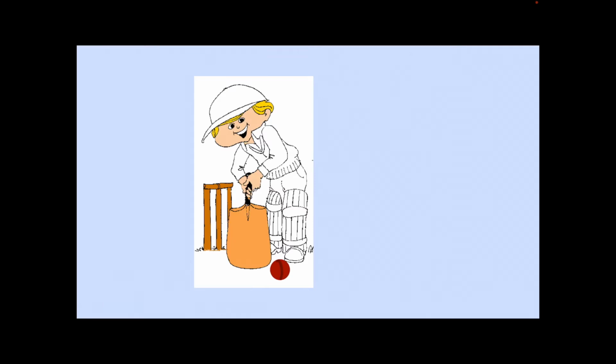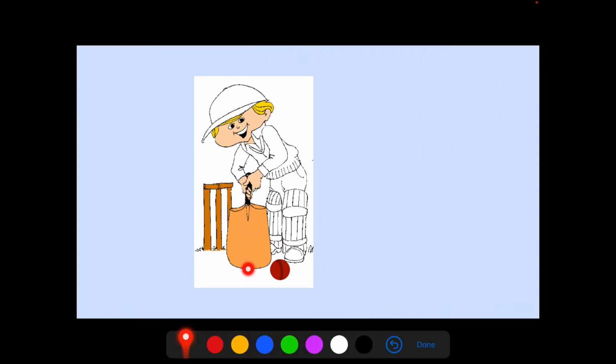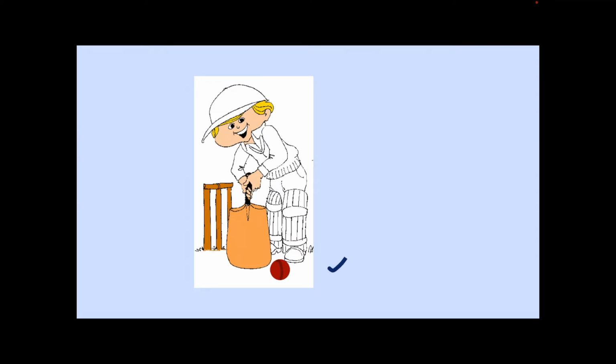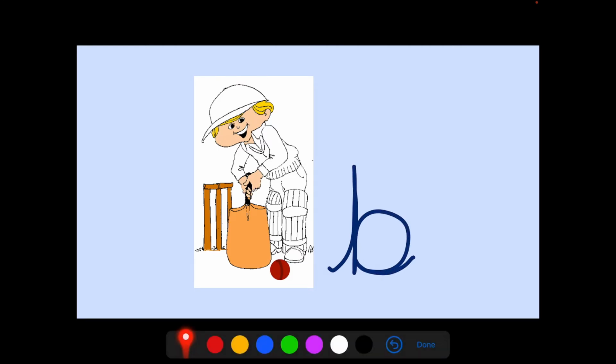We start with this comic picture as a reminder of a small phrase that can be really helpful when writing the letter B. Bat before ball. Bat before ball. Think of that phrase when you're writing the letter B.